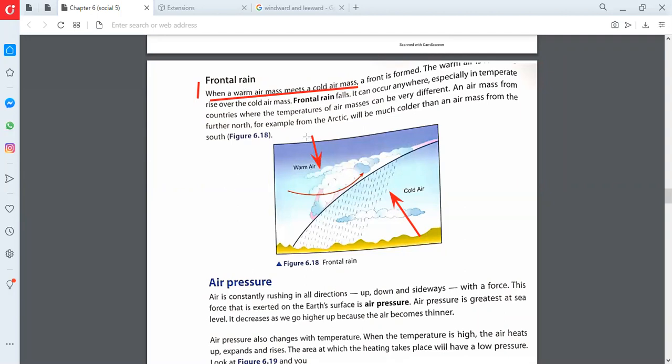So warm air rises up. When the warm air rises up, the temperature drops and they cool down. And when they cool down, they become droplets. And we know the clouds are made from the droplets. So they make the clouds, and when the capacity is full, the whole cloud or the whole droplets will come back toward that area in the form of rain or snow. In that way, the frontal rain forms. So we see the third type of the frontal rain.